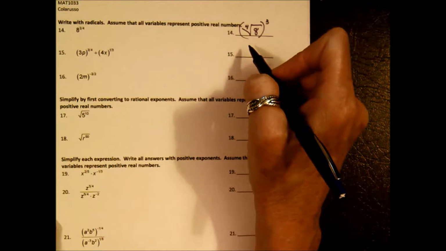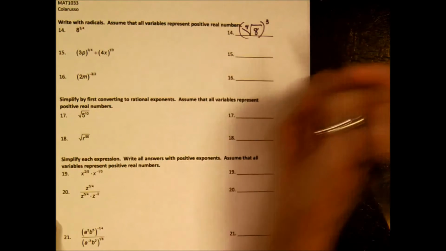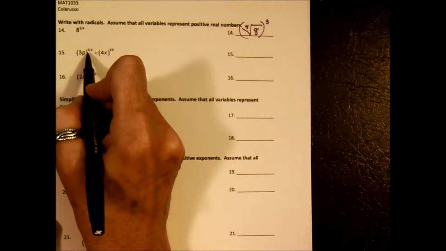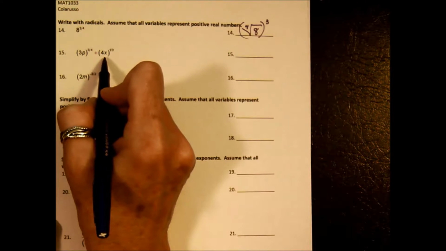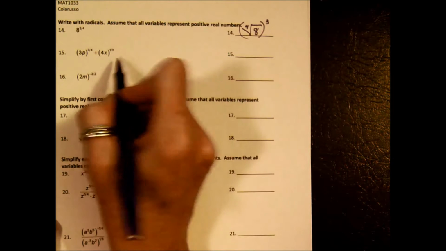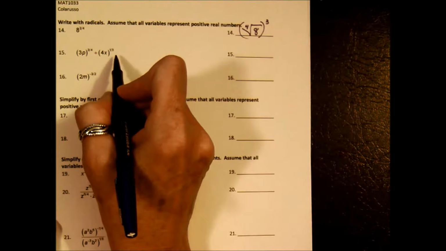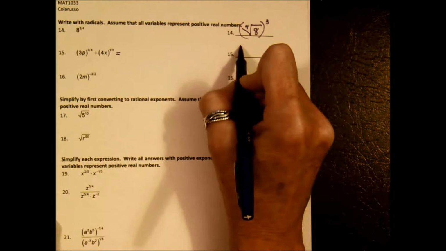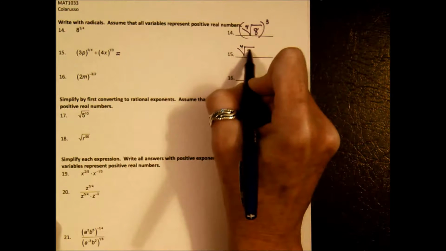It doesn't make a bit of difference. I prefer to do it this way. Here I have 3p raised to the 3/4 plus 4x raised to the 1/3. Not a lot you can do with this. All we can really do is to say that we are taking the 4th root of 3p.